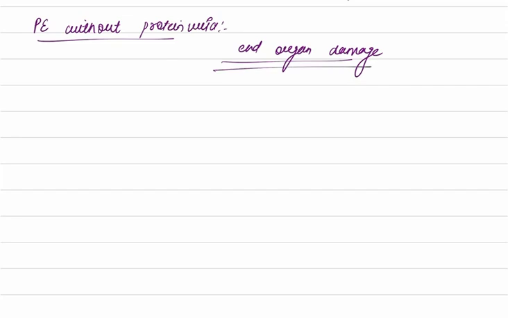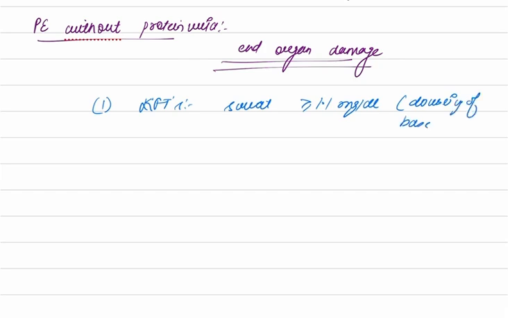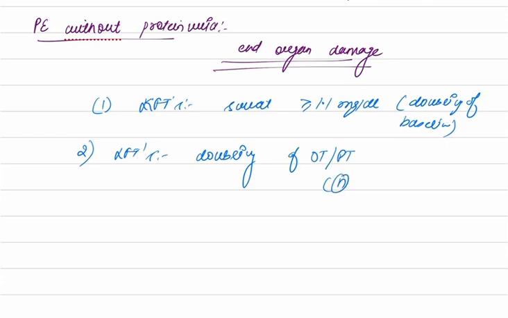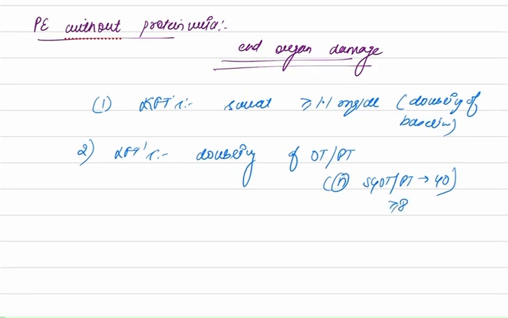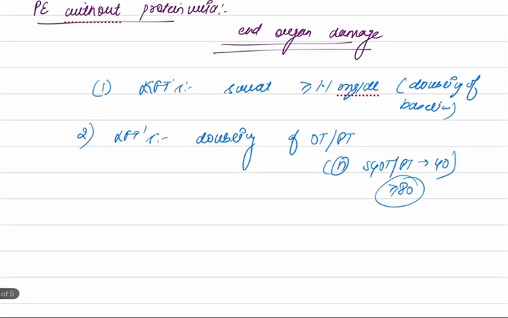So there are 5 key points which we need to remember for end organ damage. One is KFTs, that is serum creatinine more than or equal to 1.1 milligram per deciliter. Basically, we say that there is doubling of the baseline creatinine value. Second is LFTs, when there is doubling of SGOT and SGPT. Normal value of SGOT and SGPT is around 40. So if there is more than or equal to 80, then we will define it as end organ damage.